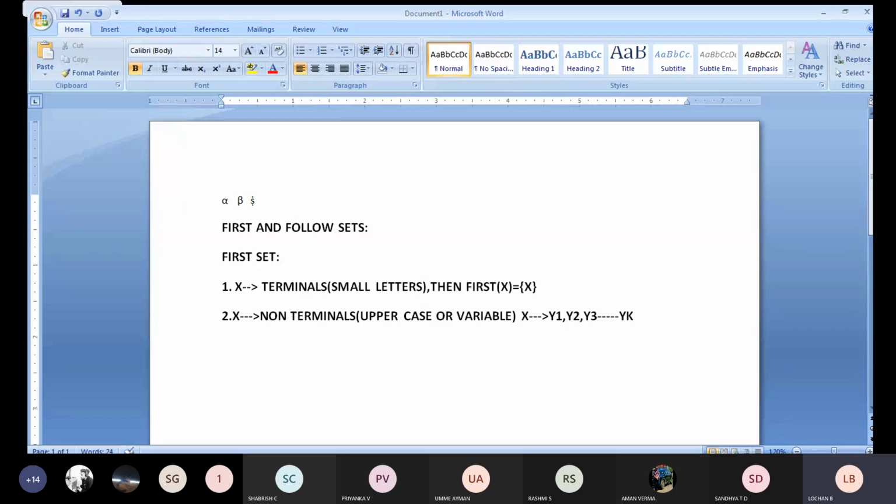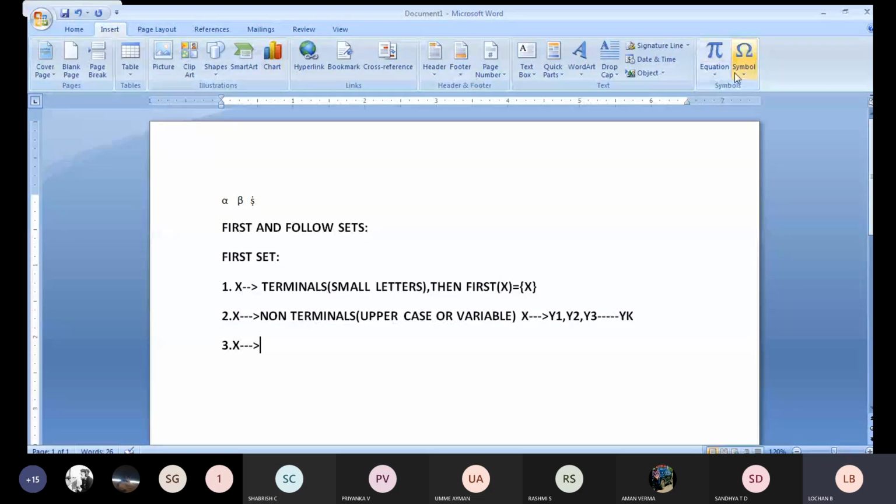Next we will look at the epsilon part, that is, if you get empty, that is X implies epsilon. If it is epsilon, then we add epsilon to first of X. These are the three conditions you will get in the first set.